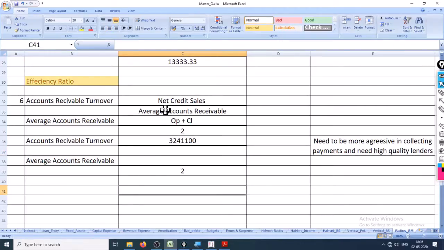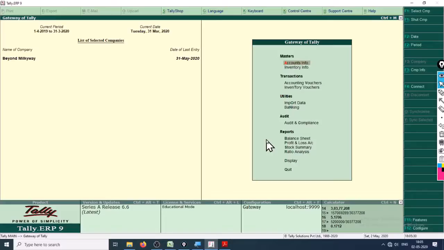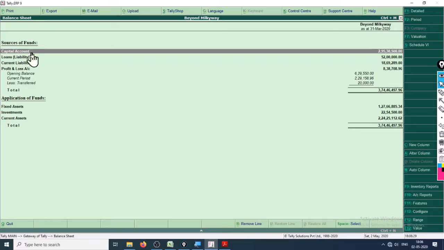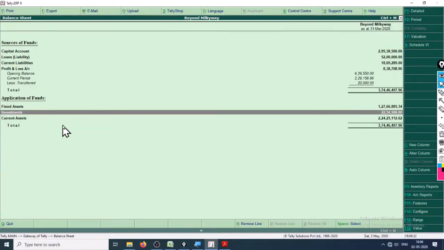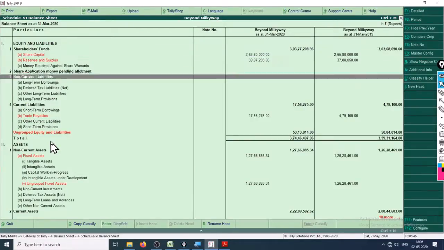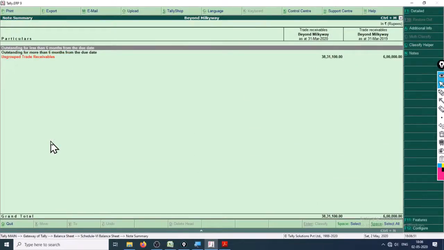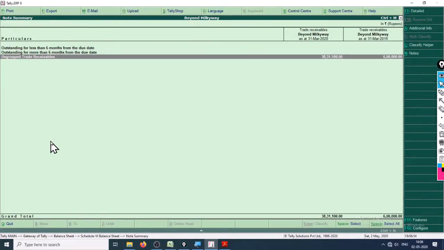Now we want the average account receivable. For that we want opening and closing of accounts receivable. Going back to Tally, do we have such a ledger, accounts receivable? Right here in Tally, go to balance sheet, enter, and if you really want to know your accounts receivable, you can see the opening and closing of debit. To confirm with the name, schedule 6, go to trade receivable. That is the same amount. Open this and ungroup trade receivable.